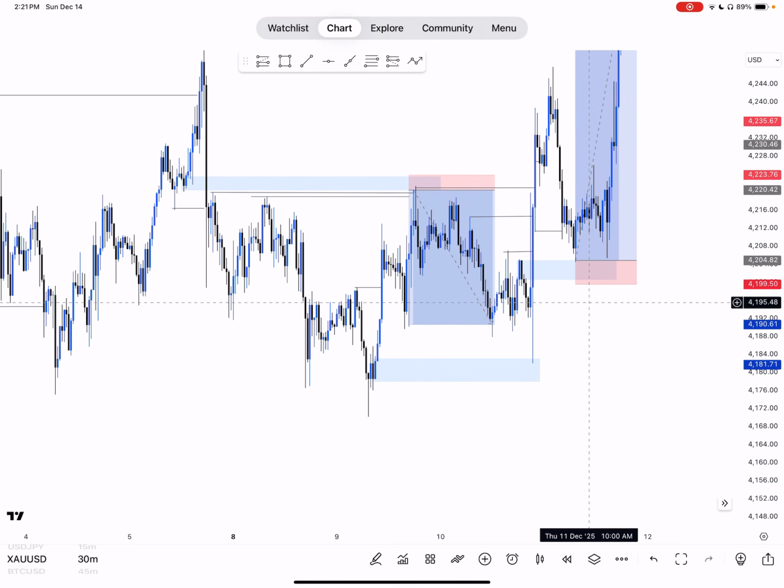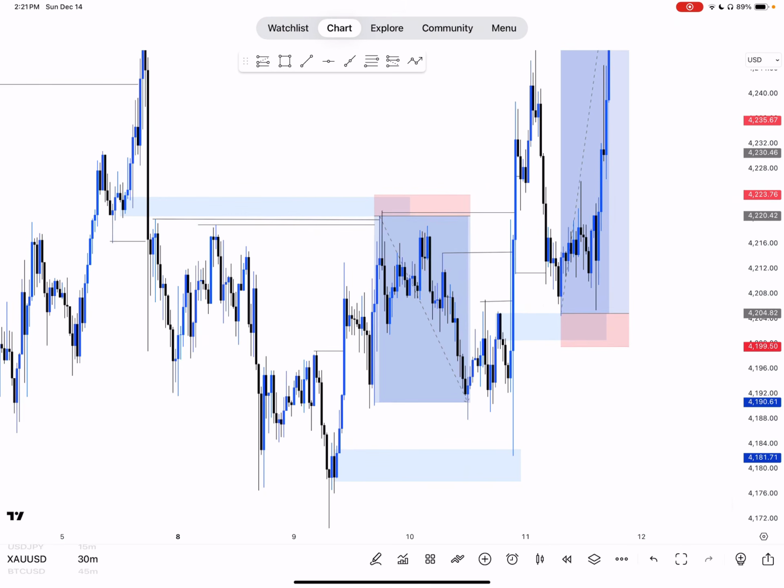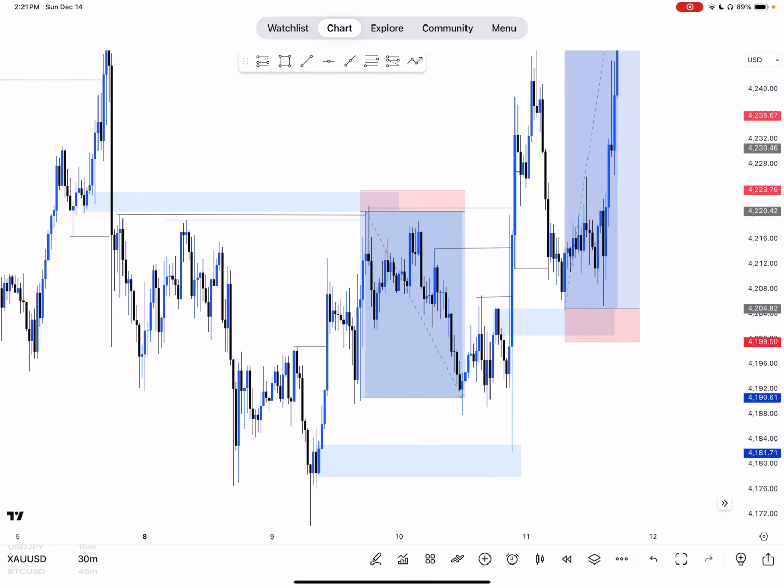And what did I do next? I look for my continuation entry. And do you know why I look for the continuation entry? It was because I have confirmed my market structure shift, inducement, and entry from this point of interest, which is the next stage is my continuation entry. And how do I look for my continuation entry?